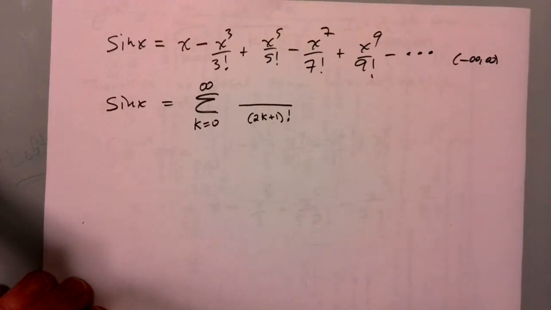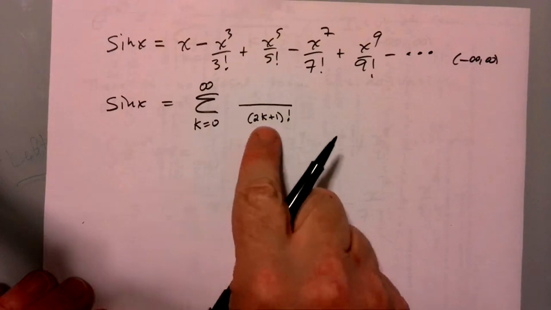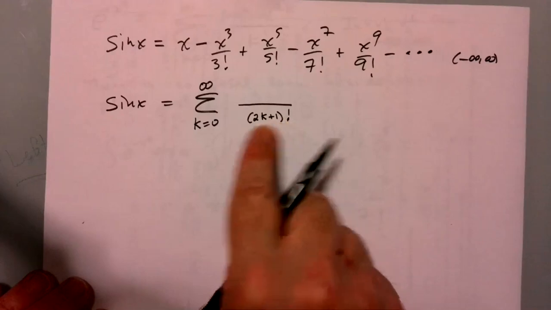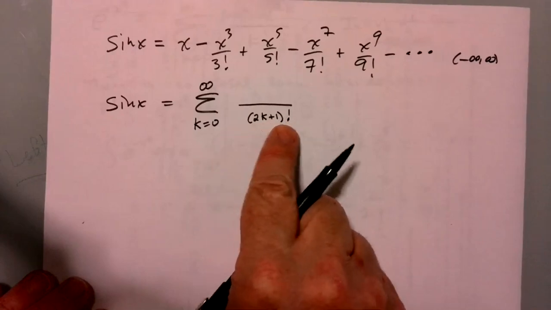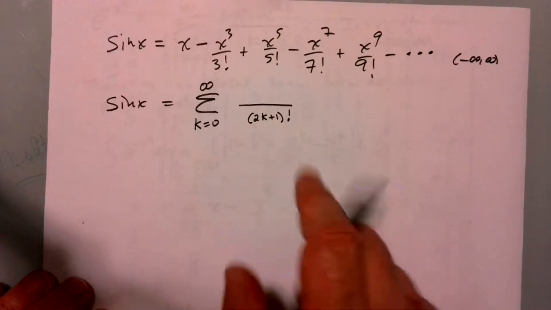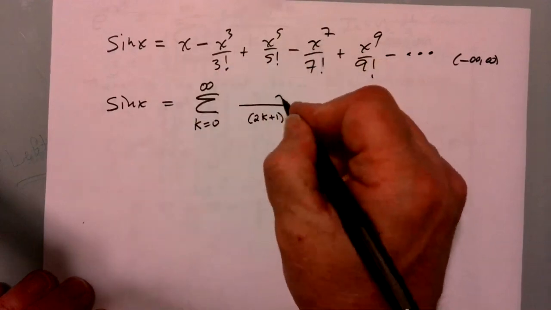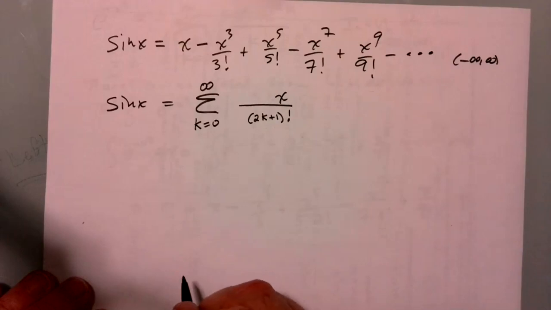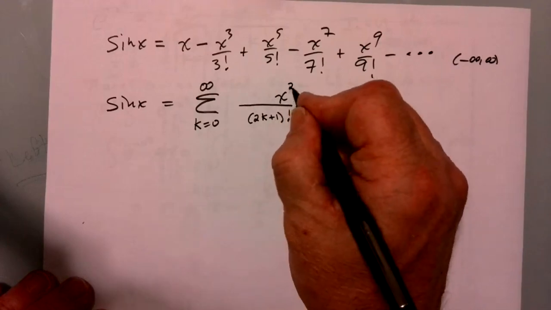So we have (2k plus 1) factorial downstairs. Starting at 0, 2 times 0, 0 plus 1, 1 factorial. 2 times 1 is 2, 2 plus 1 is 3, 3 factorial. 2 times 2 is 4, 4 plus 1 is 5, 5 factorial. Odd powers upstairs, x to the odd powers. So x to the 2k plus 1 upstairs.